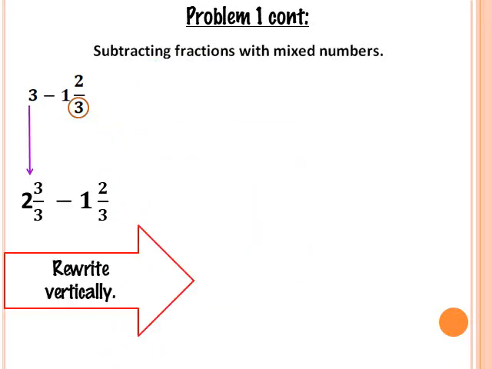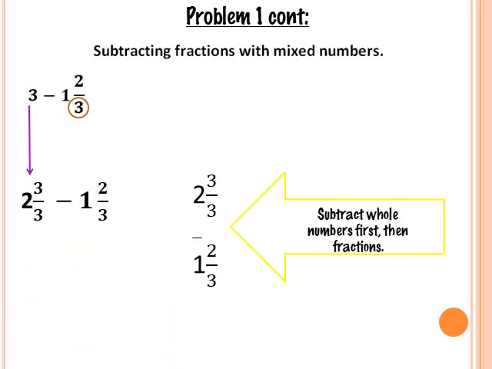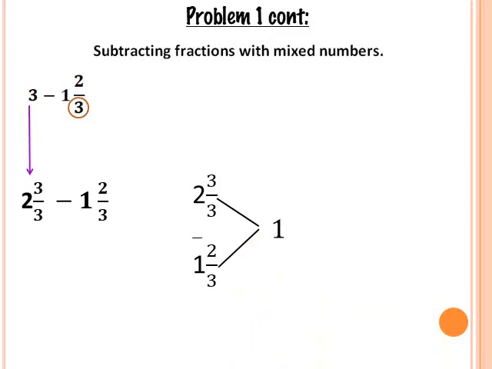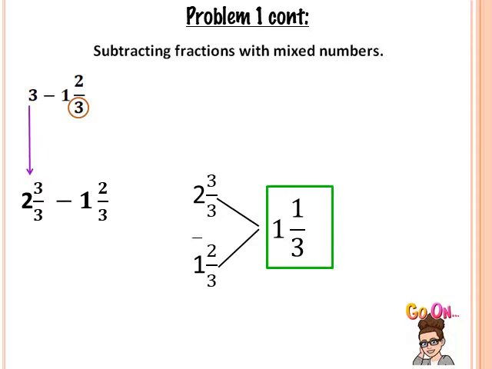The next thing you should do is rewrite this problem vertically. So 2 and 3/3 minus 1 and 2/3, up and down, it's a lot easier to do the math. Now we're going to subtract our whole numbers first, and then our fractions. So when you subtract 2 and 1, you're going to get 1. And when you subtract your fractions, remember, you only subtract the numerators and you simply move over the denominator. So 3 minus 2 is 1, and you put it over the 3. So that's 1/3. And your final answer is 1 and 1/3.